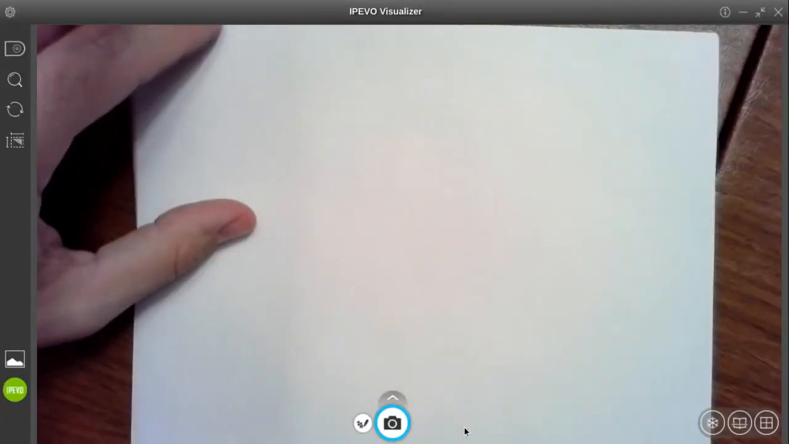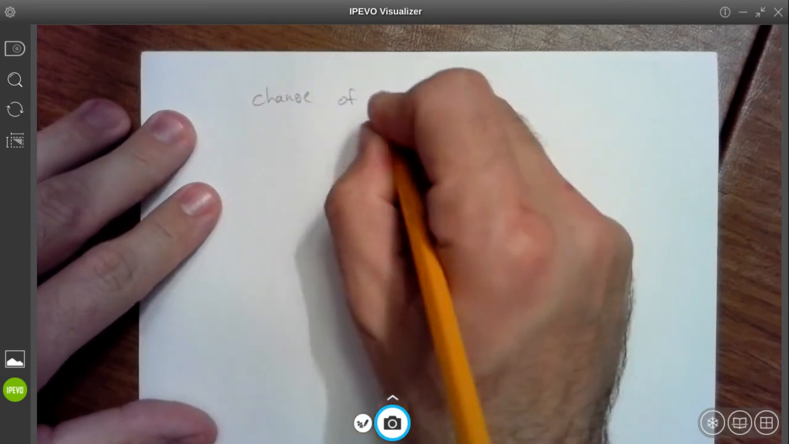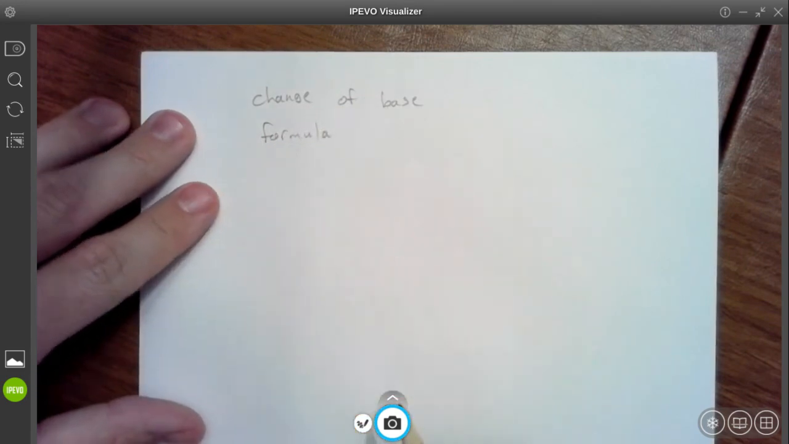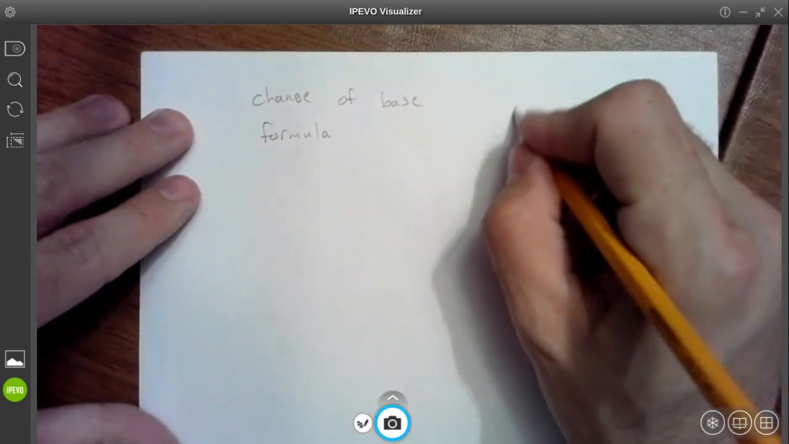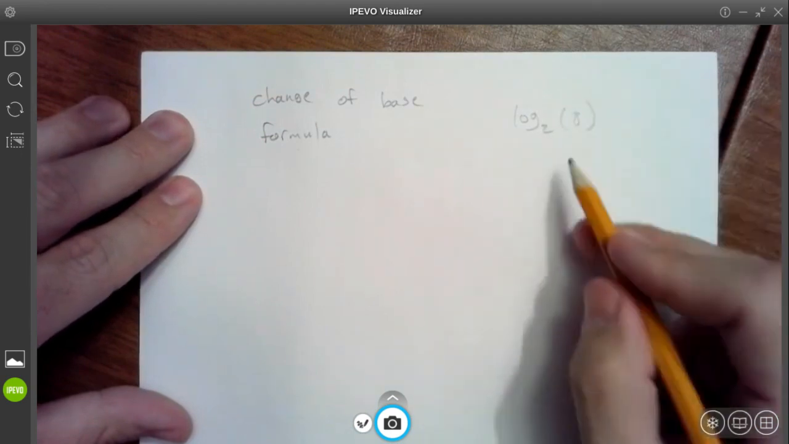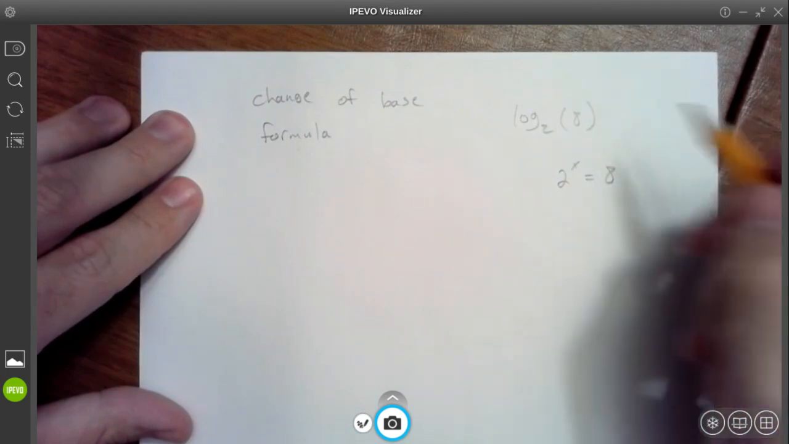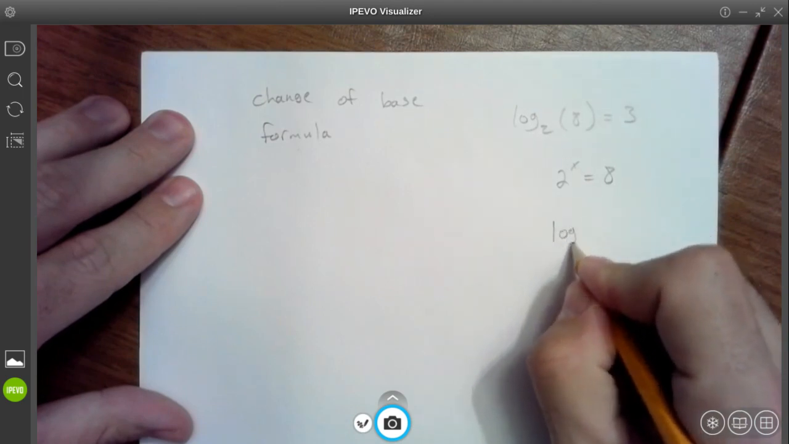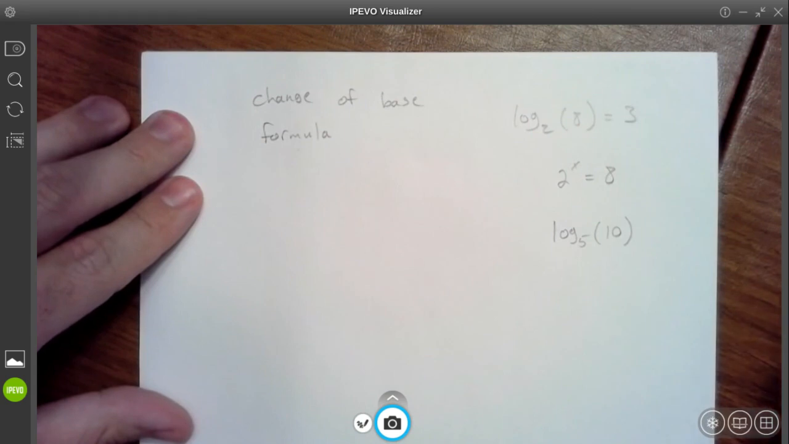All right, so in this video, I'm wanting to show you something called the change of base formula. It's just a way of evaluating logarithms for stuff that is kind of difficult. Like, we should know what log base 2 of 8 is. To figure this out, it's just 2 to what power will give you 8. So the answer is going to be 3. All right, but something like log base 5 of 10 is quite a bit more difficult.